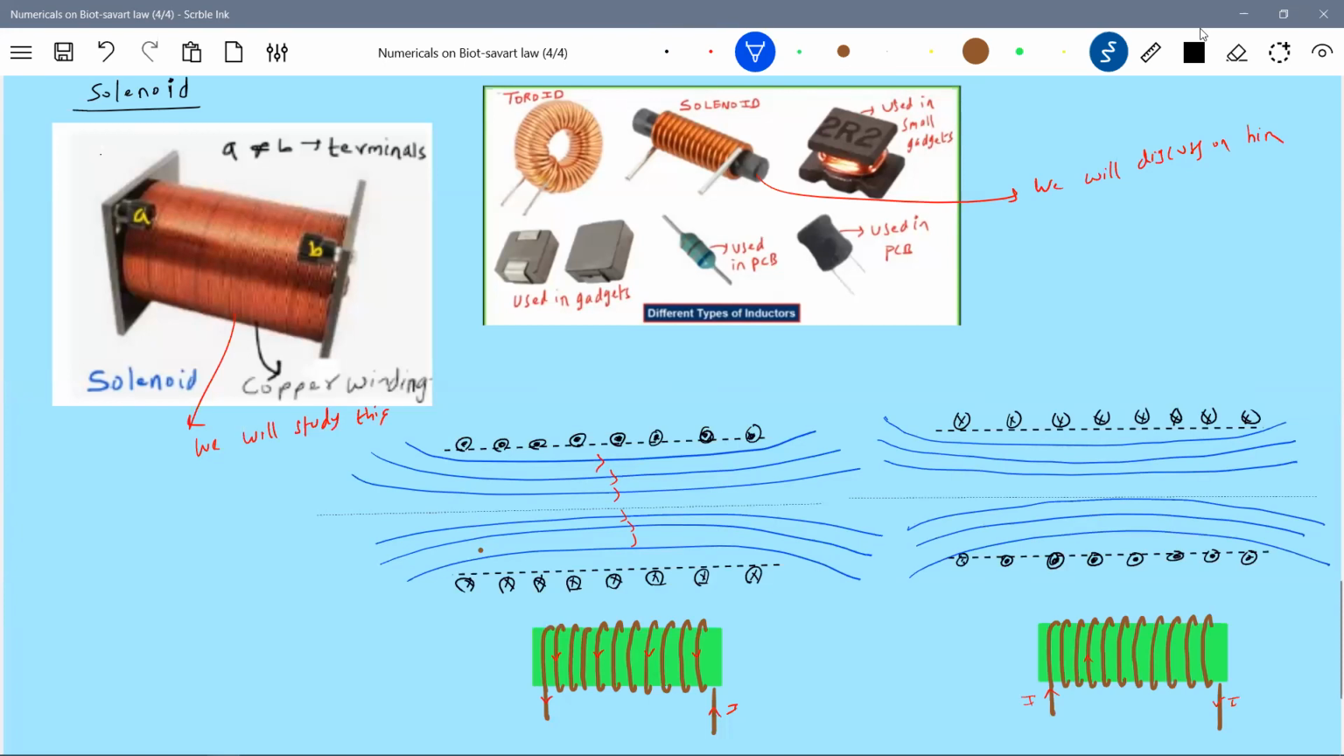So from the concept of the ring, which I discussed in the previous class, that is what you have to bring here. This will be the B bar inside the solenoid. The solenoid will have some finite length, which is what we define as L. And it has N number of turns.